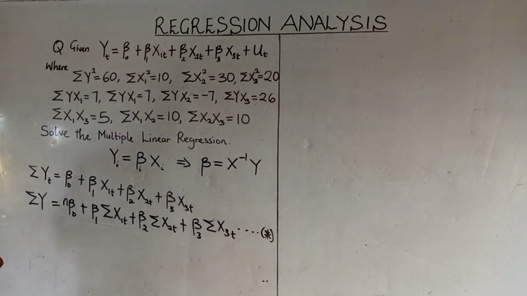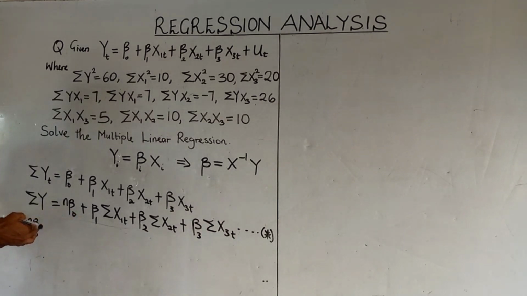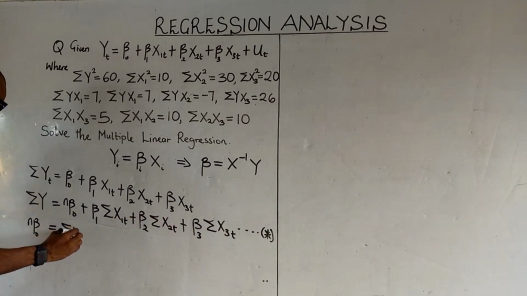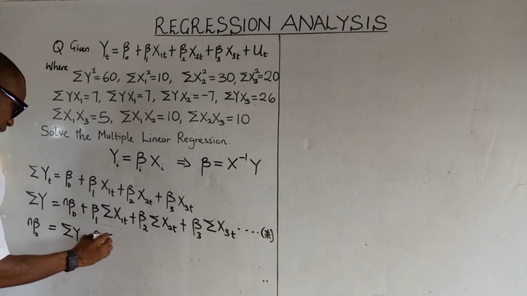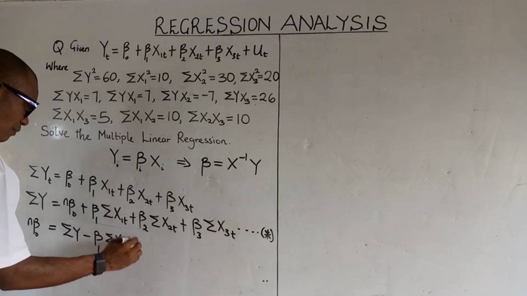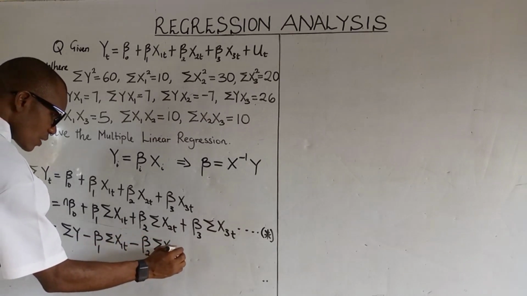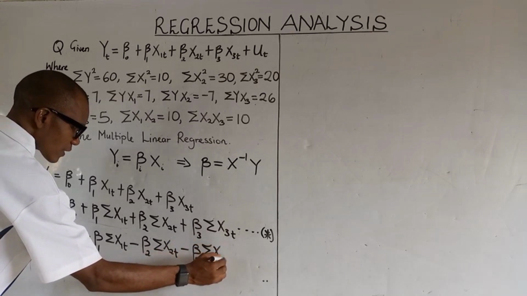The next thing we do is to make this the subject of formula, so that we'll be able to get b naught. If we make it the subject of formula, it means the whole of this will go over to this side. So we'll have summation of y minus b1 summation of x1t minus b2 summation of x2t minus b3 summation of x3t.